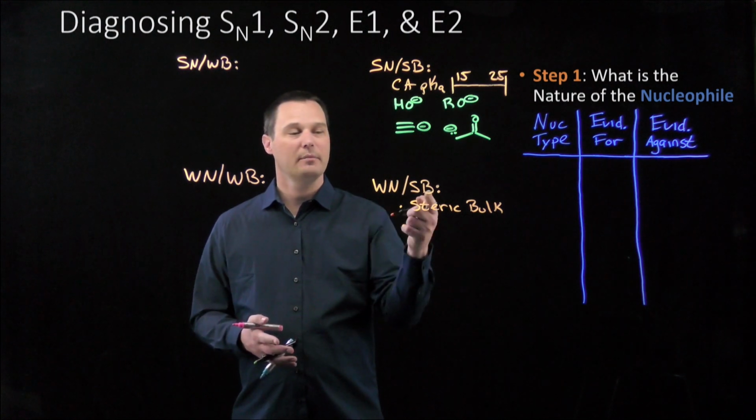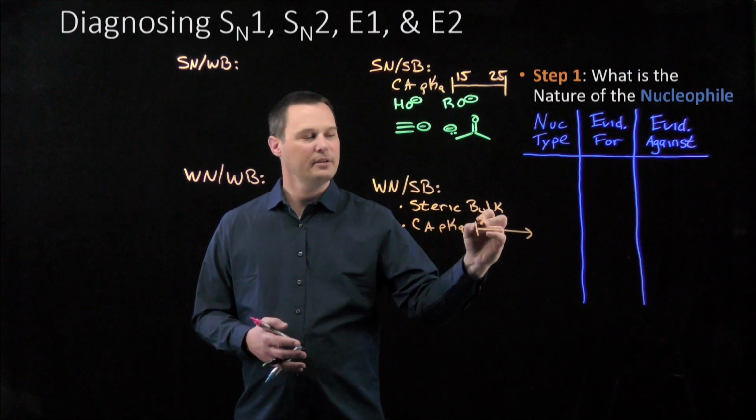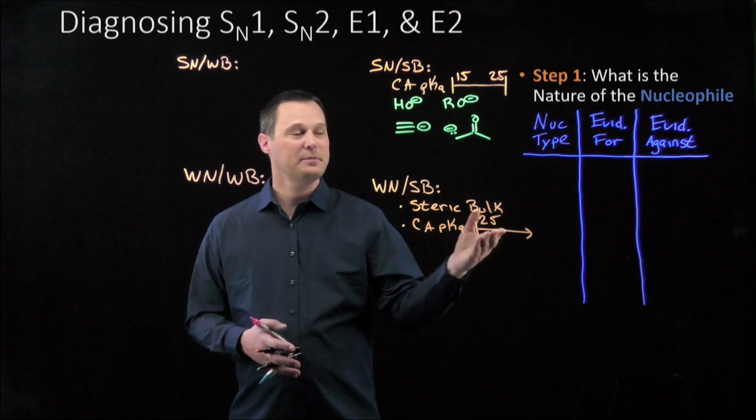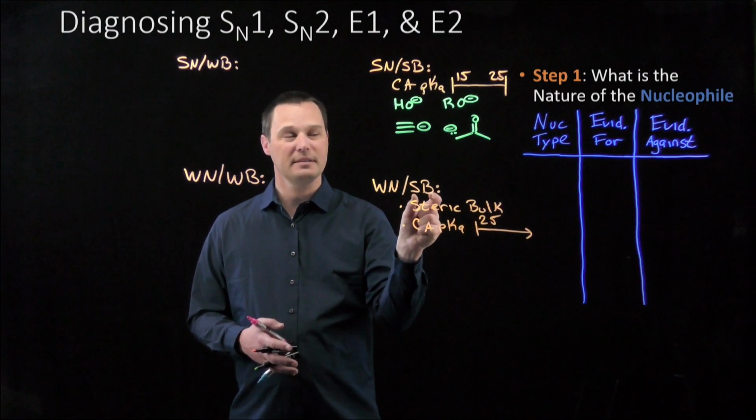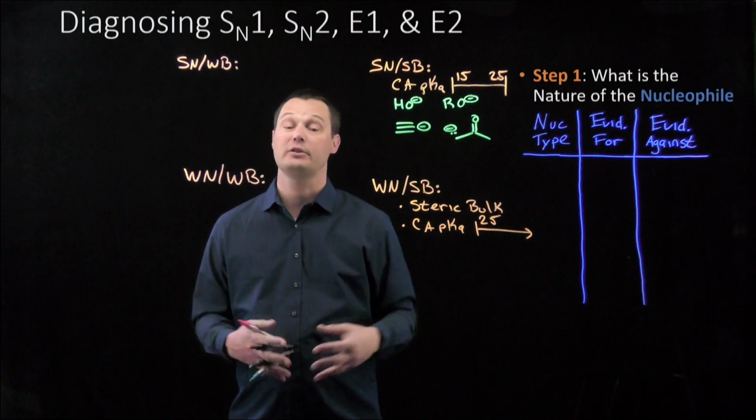The other factor that would make a molecule a weak nucleophile and a strong base is if it has a conjugate acid pKa that is greater than 25. These types of molecules will be such strong bases that they're effectively bad nucleophiles. The only thing they can do is base things because they are such a strong base.